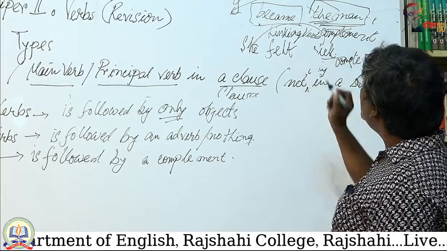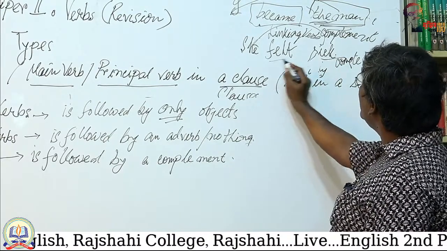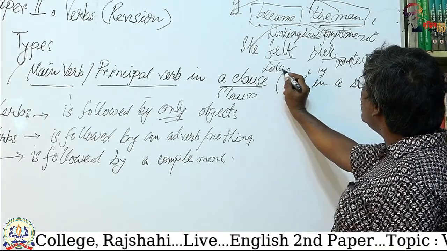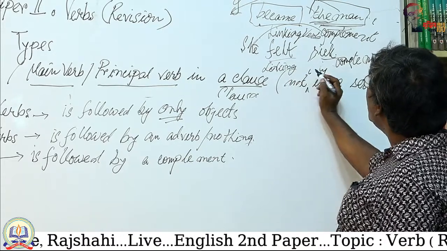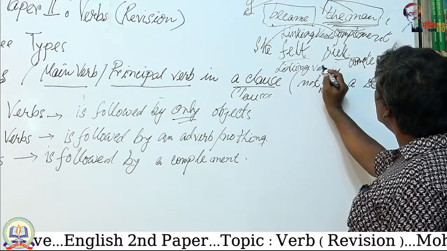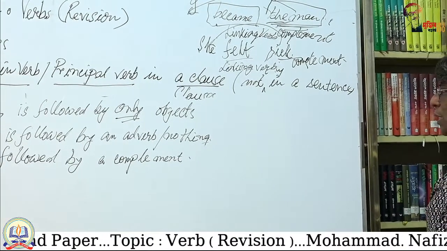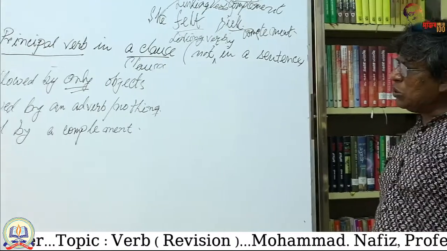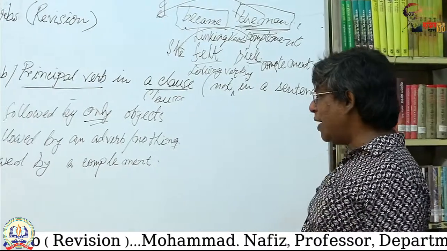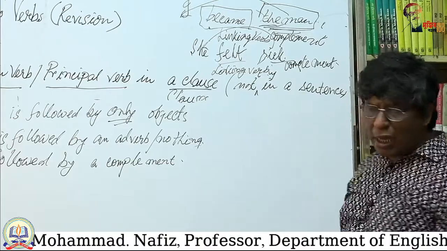and she felt sick. Felt is a linking verb because felt is followed by the complement sick. Thus, we have three types of finite verbs: transitive verbs, intransitive verbs, and linking verbs.